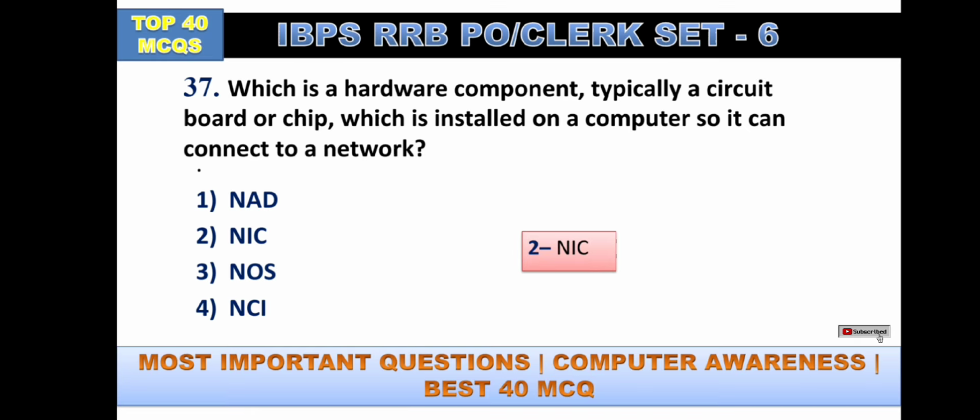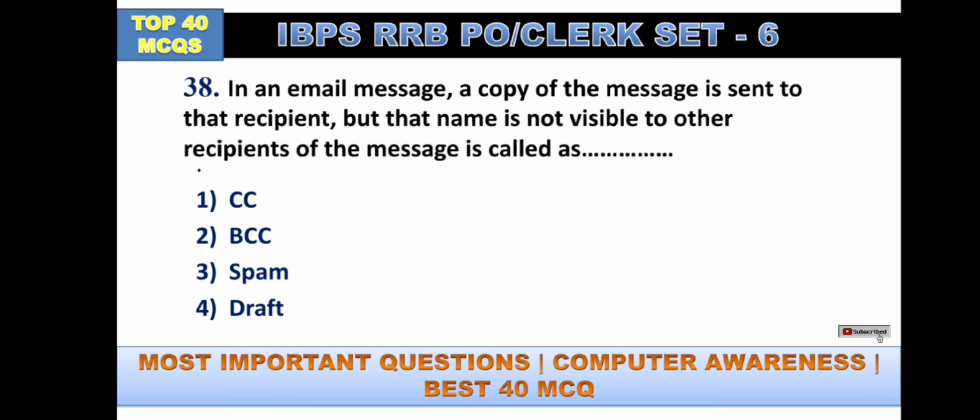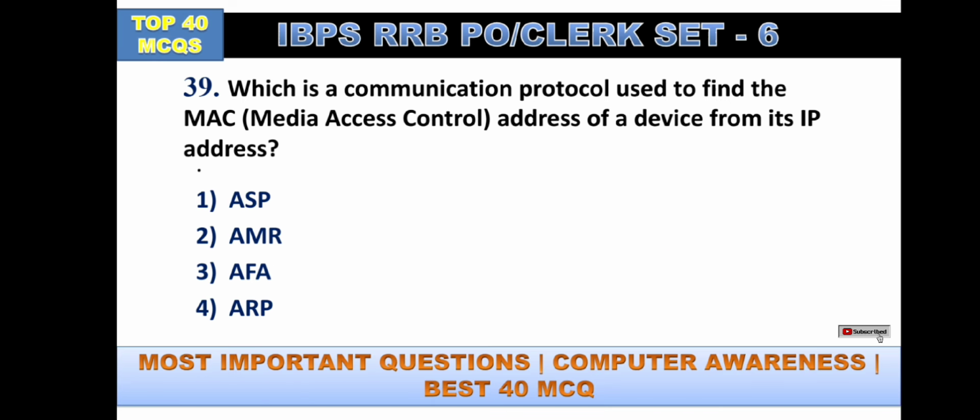So it is called NIC, Network Interface Card. Network Interface Card. In an email message, a copy of the message is sent to that recipient, but the name is not visible to others. See, name is not visible to others. So the answer will be blind carbon copy, BCC. Name is not visible, so blind carbon copy. And CC means carbon copy.